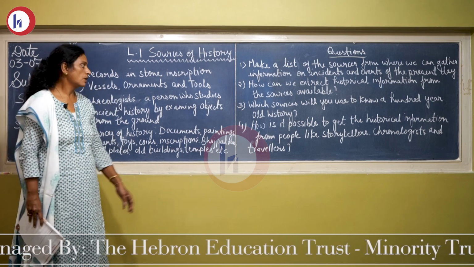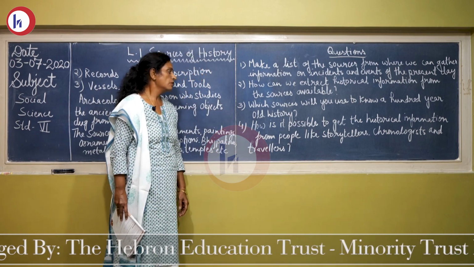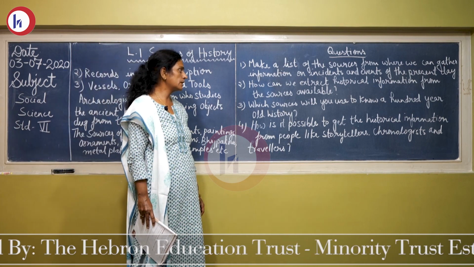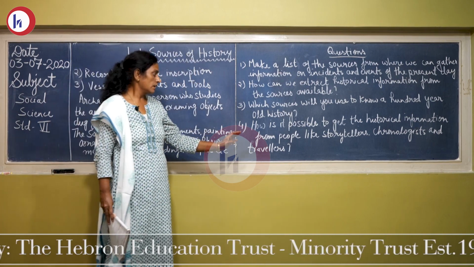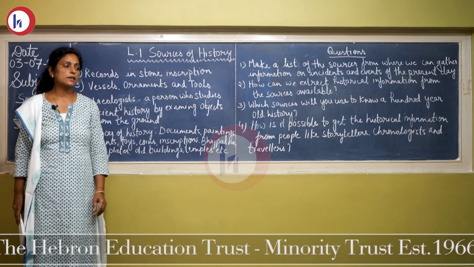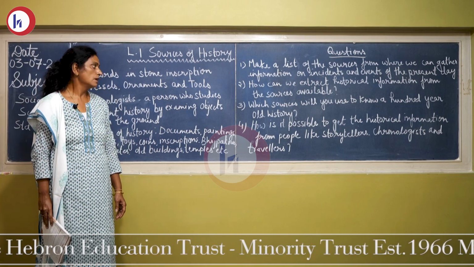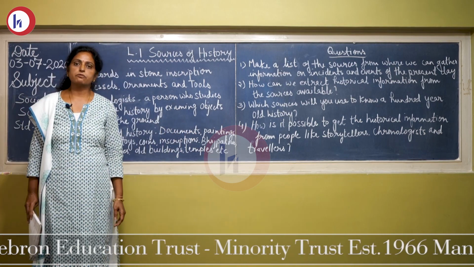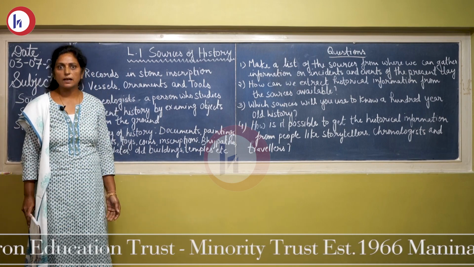can be used. Now the fourth question is how is it possible to get historical information from people like storytellers, chronologists and travelers? The people like storytellers, chronologists and travelers describe the historical incidents of brave persons of old times like donors, saints, etc. From this we get a lot of information of the past. Storytelling is one of the oldest forms of conveying our history.